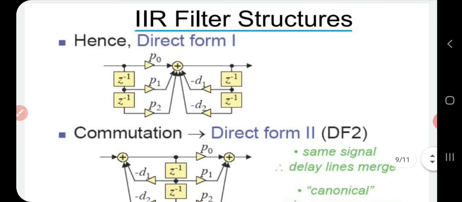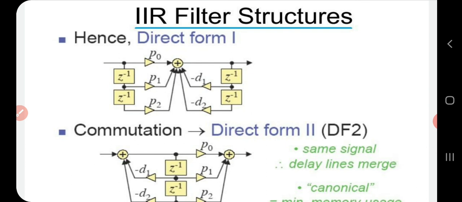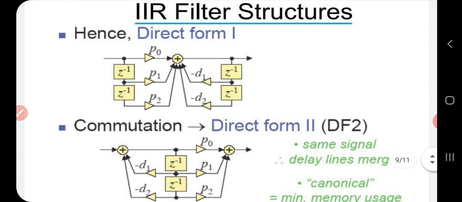This is the simplest representation of direct form 1 and direct form 2 IIR filter structures. You can just go through it.